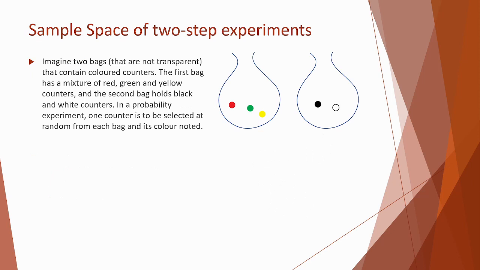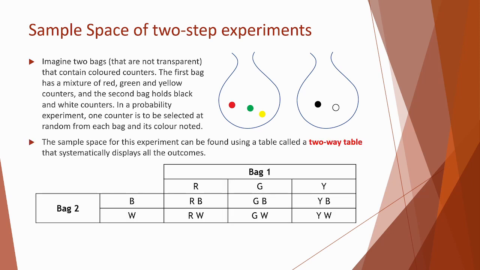Now we can't see in these bags, and when we draw out the tokens, we cannot tell the difference between the tokens until they're drawn out. So we can create a sample space using a table. So for bag 1, I've got my red, green, and yellow. For bag 2, I've got my black and white. I can represent it in the table that is on the screen.